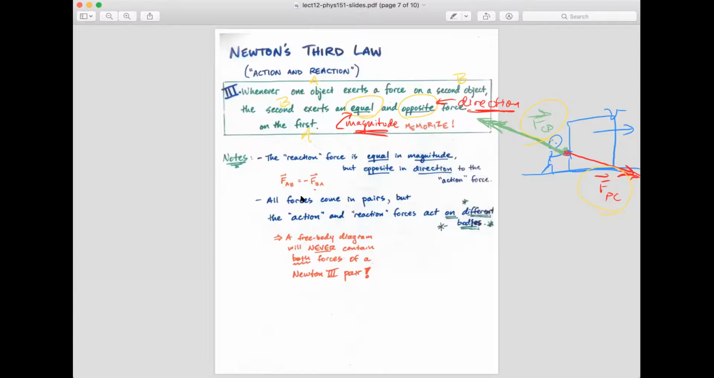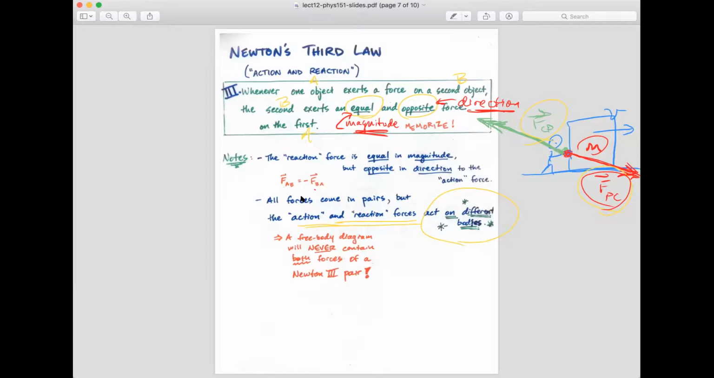Now, I want to emphasize that when you have an action and reaction force, those two forces are on different bodies. If I were drawing a free body diagram of the crate, if the crate was my object of interest, the mass in Newton's second law, which of these forces would I include in that free body diagram? We'll only include forces that are on the object of interest, m. So I would only include this red force right here.